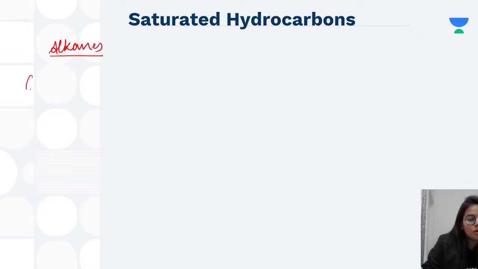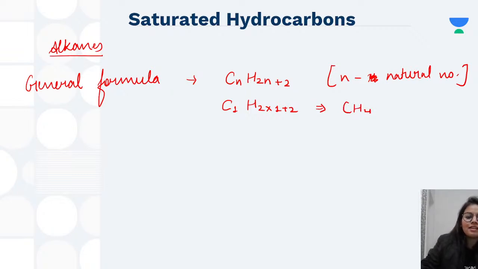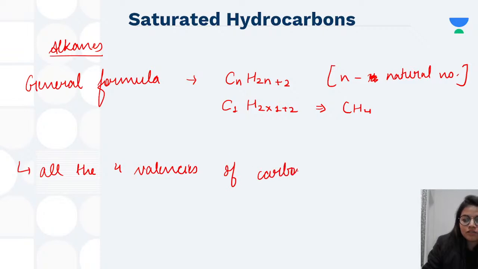So if I talk about saturated, the simplest one is alkane, right? Now talking about their general formula, they are represented by CnH2n+2. Now here n represents a natural number. For example, we have C1, so it will be C1H(2 into 1 plus 2), that is equal to CH4. So that is the general formula of the saturated hydrocarbon alkane. Now, how to identify them? All the 4 valencies of carbon are satisfied by a single covalent bond.